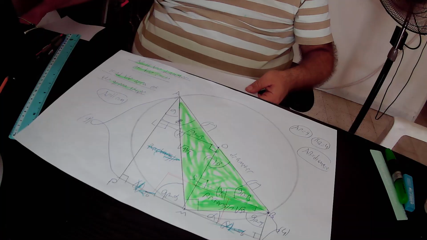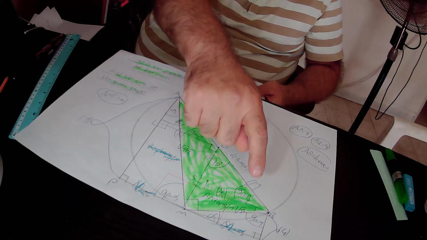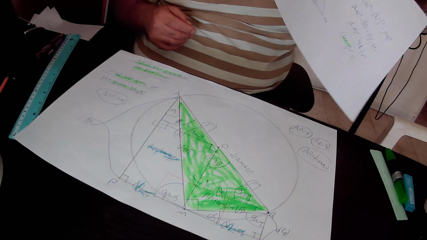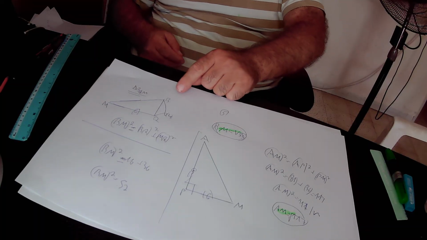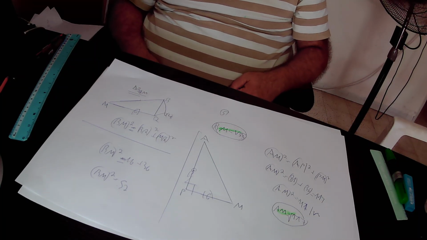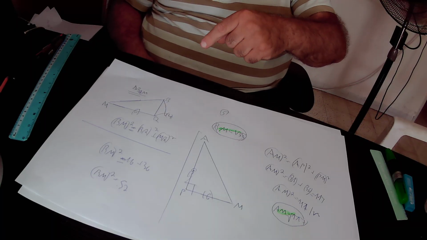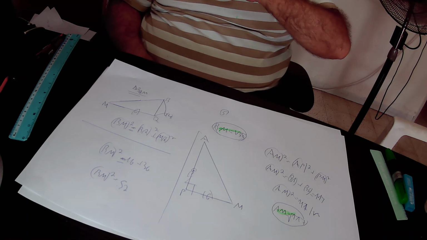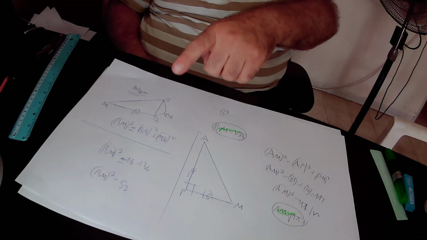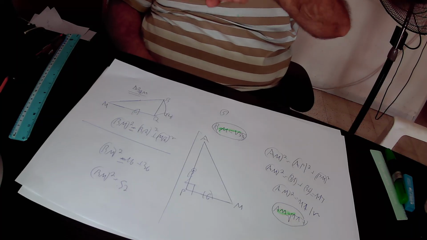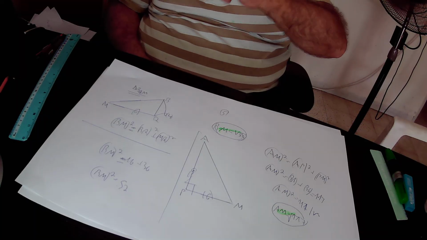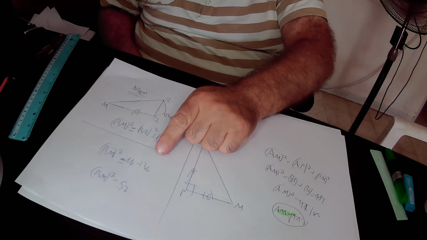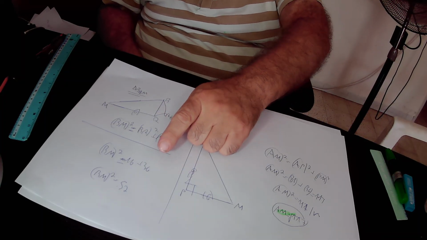In the next step, I copied the small right triangle BMQ and applied the Pythagorean theorem to it. In this right triangle BMQ, BM squared, the square of the hypotenuse, equals BQ squared plus MQ squared. BM is the missing side. BQ is 4, therefore BQ squared is 4 squared, that is 16, plus MQ squared. MQ is 6, therefore MQ squared is 36. So in total, BM squared equals 16 plus 36, that is 52.